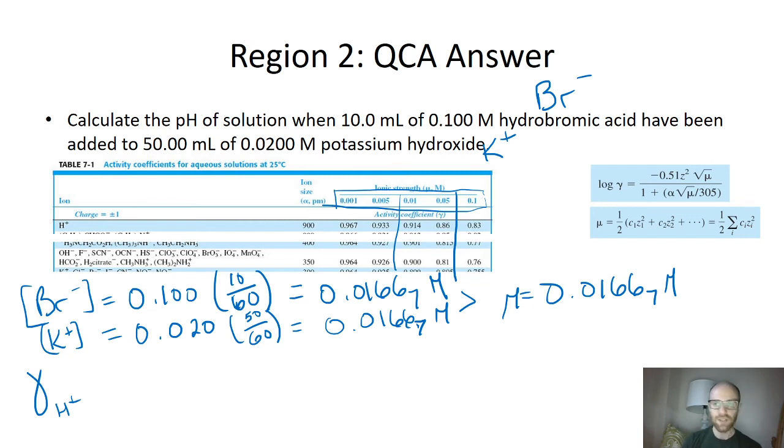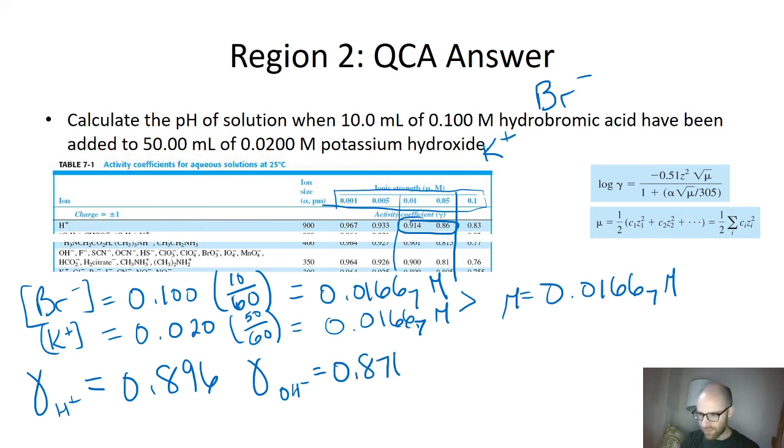I prefer it. So plugging into the Debye-Huckel formula will give us a gamma value for H plus of 0.896, which is definitely in between these two numbers, and for hydroxide, 0.876. So then we know that Kw is equal to the activity of hydrogen times the activity of hydroxide. So if you go through all that math, I believe what you get is the H plus concentration.